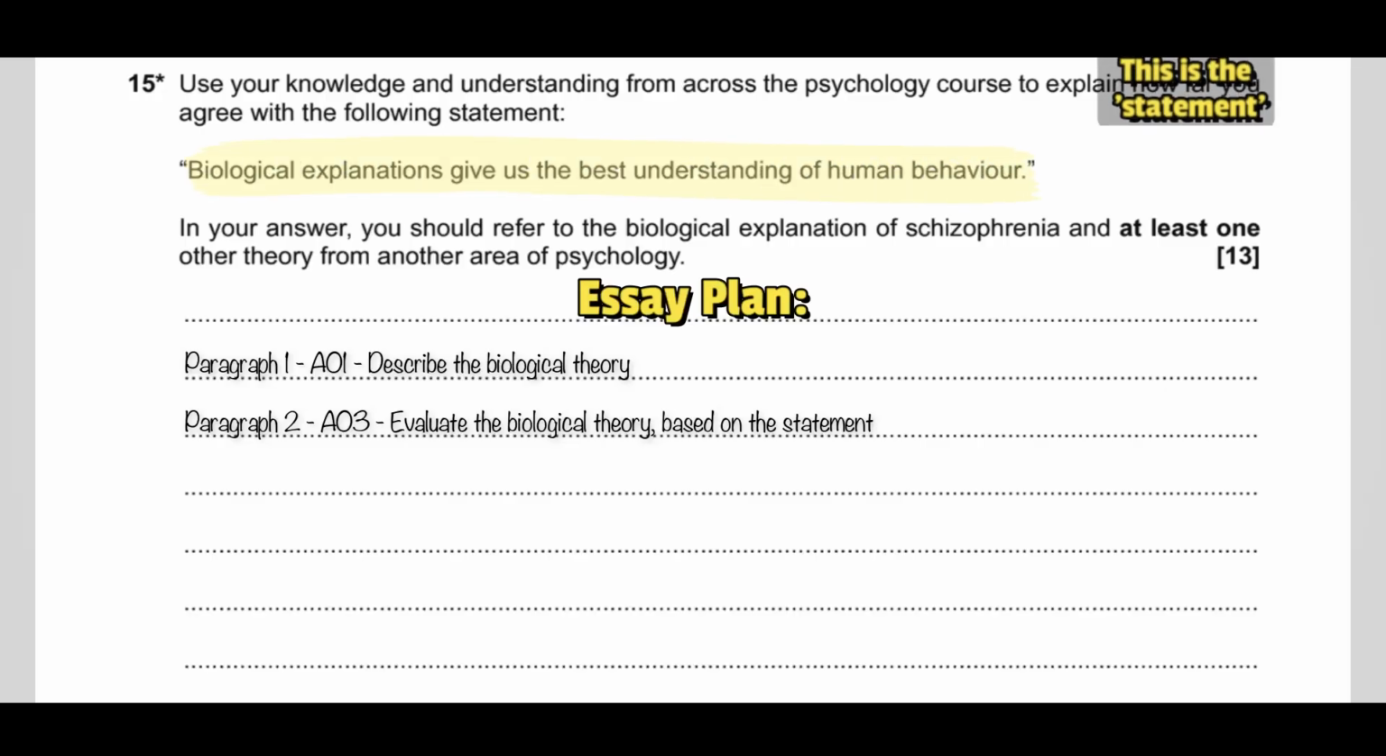My second paragraph would then be an AO3 of that theory. However, I would make sure to be constantly linking to the statement. The statement is, biological explanations give us the best understanding of human behavior. Well, in which case, my AO3 has to be a discussion of that point. Are biological explanations best or not?